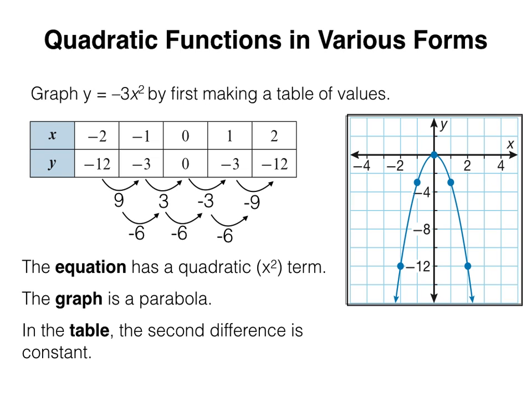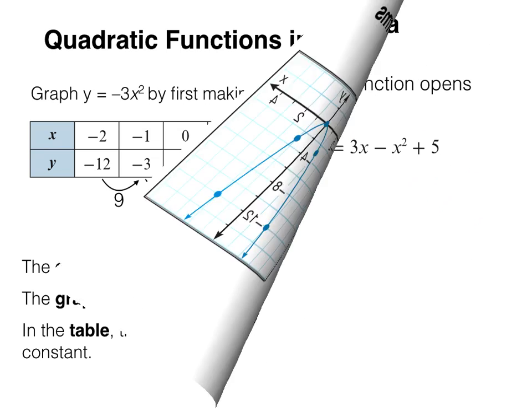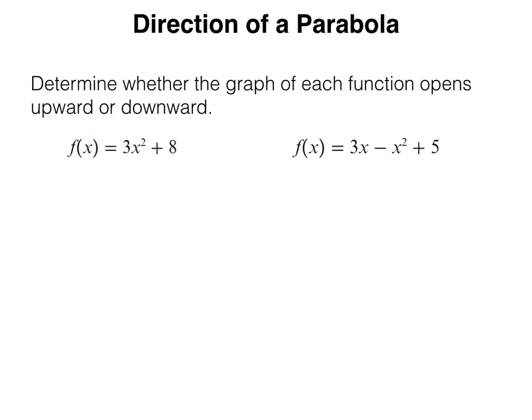Now what about the direction of a parabola? When does the parabola point up or down? What we want to notice is in this first function, we have a parabola for sure, because it's got x to the second power. The number that's multiplying the x squared is positive. If I were to graph this function, it would open up.